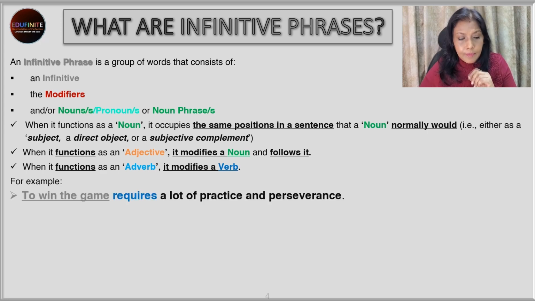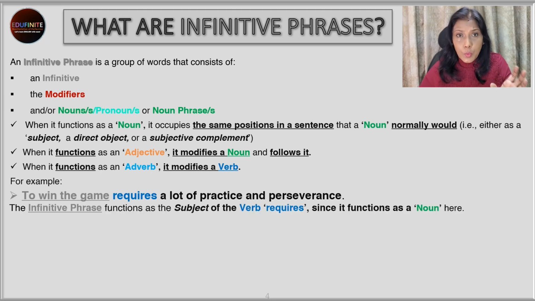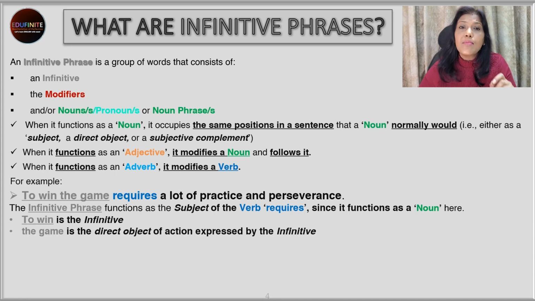For example, to win the game requires a lot of practice and perseverance. So over here, the infinitive phrase to win the game functions as what? As the subject of the verb requires. So hence it functions as a noun, being the subject of the verb. Next, in this phrase, to win the game, to win, of course, is the infinitive, and the game is the direct object of the action expressed by the infinitive. So the game is the direct object of the infinitive.